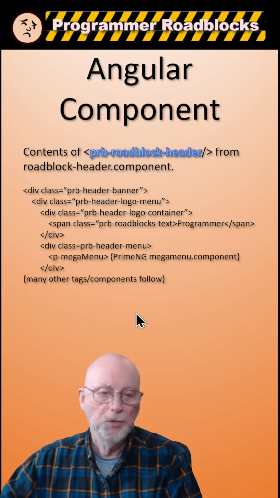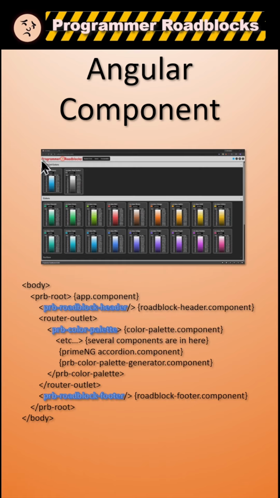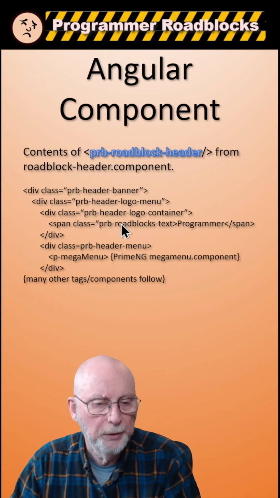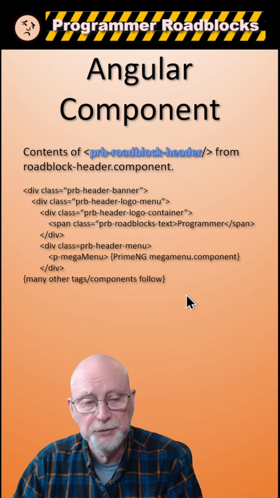If you go back and look at the page here, there's the word "programmer," there's an icon, and there's "roadblocks," another word. And then here's the mega menu. I'm not showing all that in my component here, but it's there in the real component. So it contains many other tags and components.